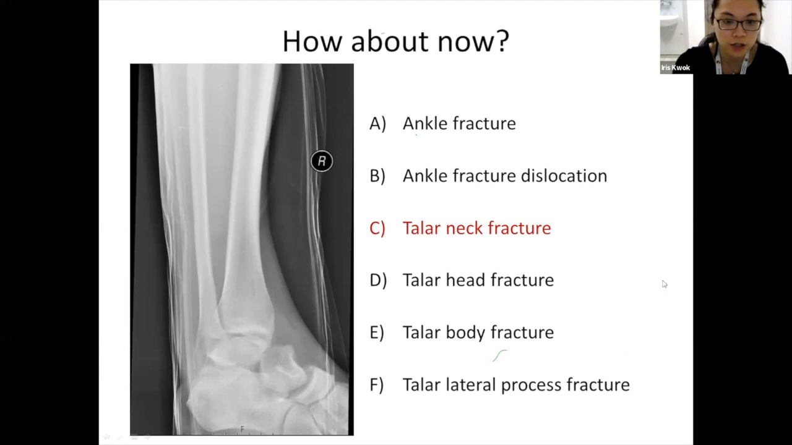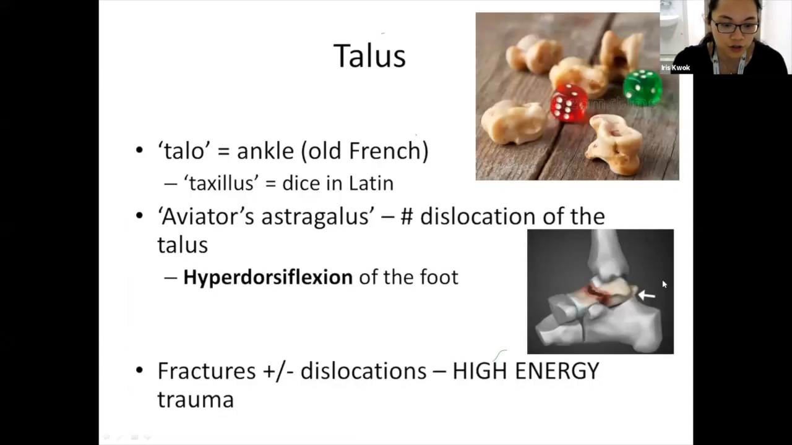Okay, so after our quick little introductory case just to set the scene, I'm just going to quickly talk you through a few things about the talus. First of all, the word talus comes from the word talo, which is essentially ankle in Old French. And this comes from the term taxilis, which means dice in Latin. The reason why is because the ancient Romans used to actually use the heel bones of horses, sheep, and camels as dice to play jacks with.